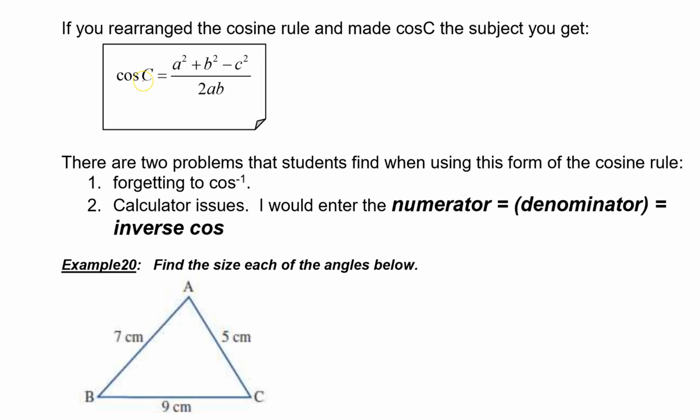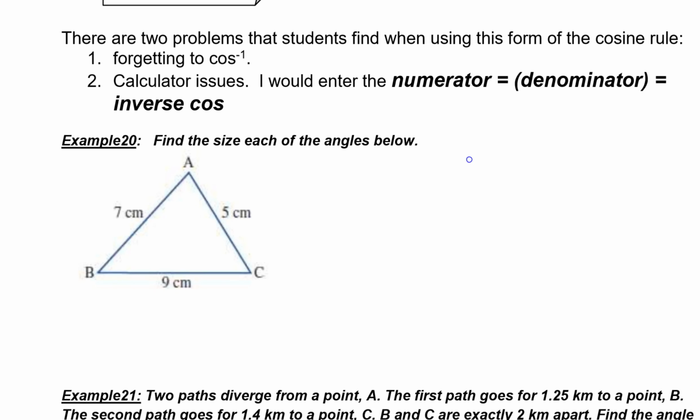When you get to the end here, you're not going to get an angle when you type this into your calculator. You're going to get the cos of the angle. So once you've done this, you've got to use the inverse cos. Whenever you're finding the angle, you're going to use that second function.